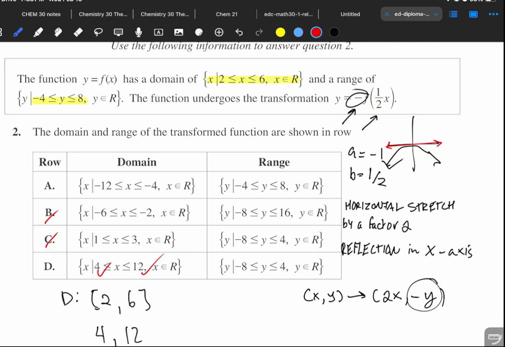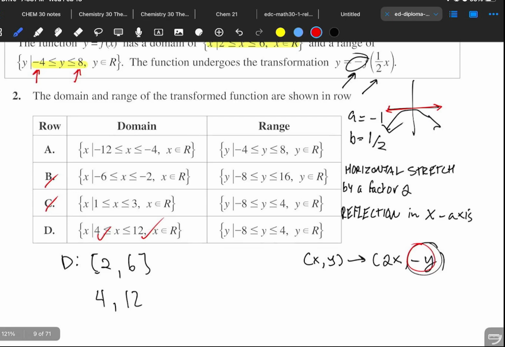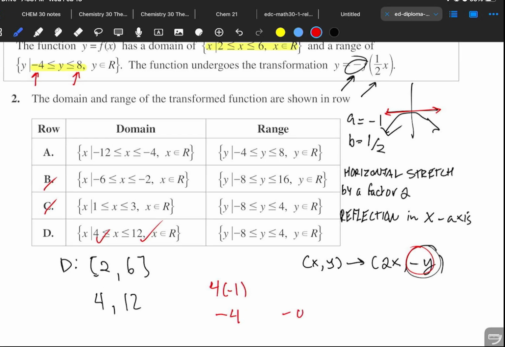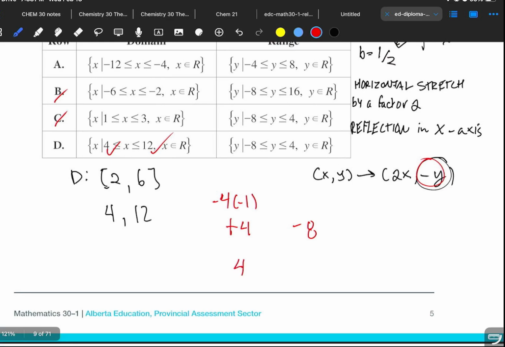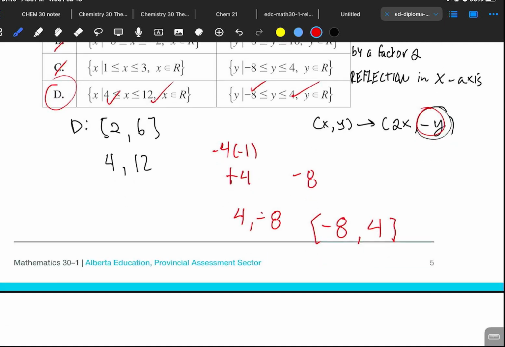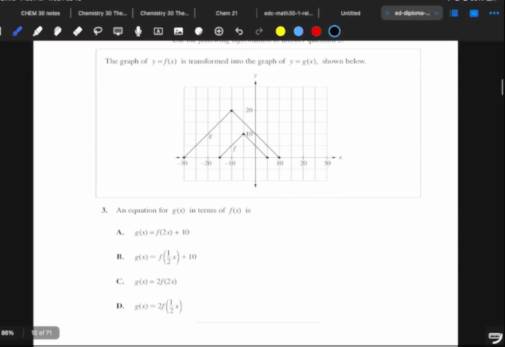So our mapping notation states that we have -y. So now we're going to multiply both our y values in our range by -1. So you have -4 times -1, which becomes 4, and then 8 times -1, which becomes -8. So now you get 4 and -8, meaning the lowest point should be -8, and the highest point should now be 4. And the domain that matches this is going to be D. So again, we're just applying these transformations onto our domain and range respectively.